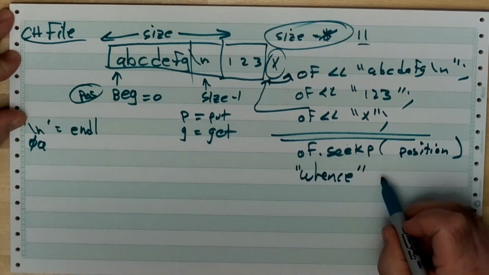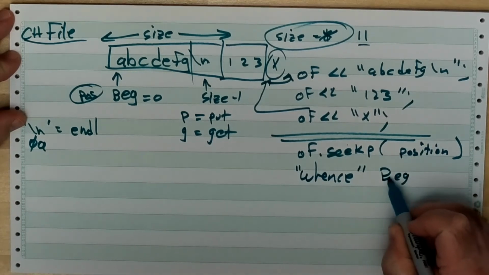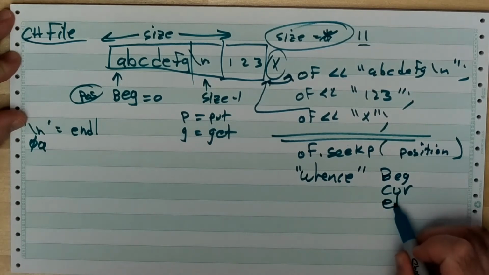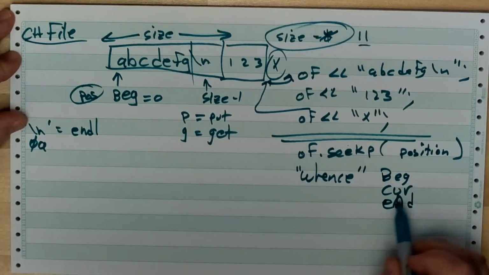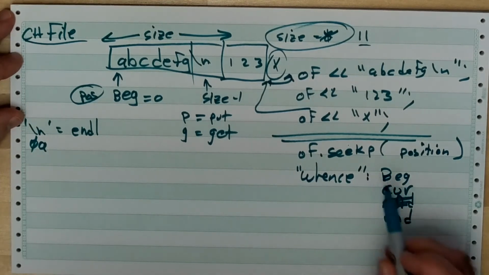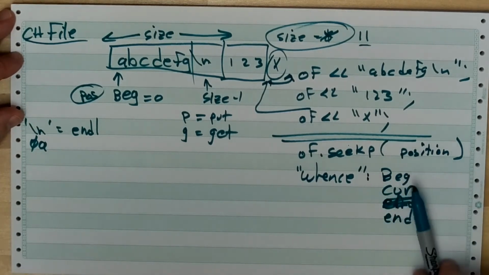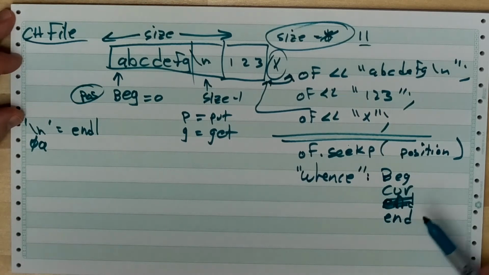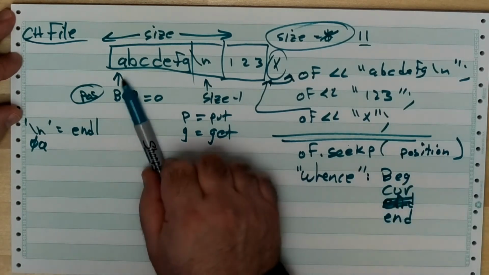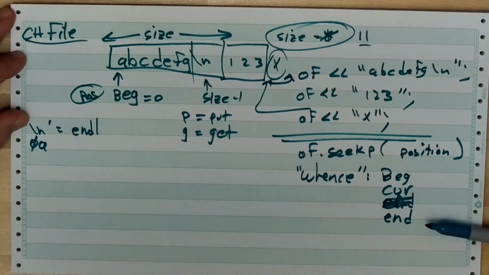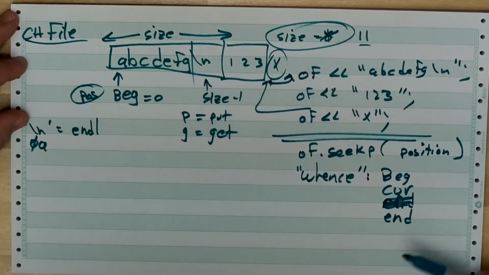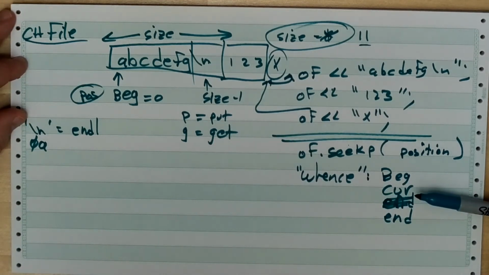I can say beginning, I can say current, and I can say end. It's a terrible looking end. Let me just etch that off. End. Okay. So these are the positions relative to these three places: where I am now, from the beginning of the file, and from the end of the file. So 0 from the beginning is the first character. 0 from the end is the end of the file. In this case, it would be over here. And 0 from current doesn't move it at all.